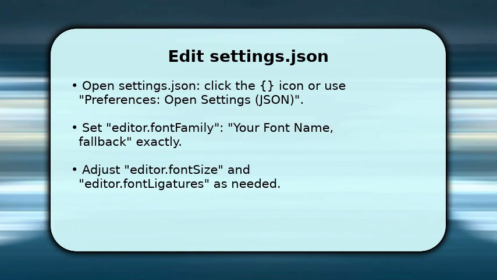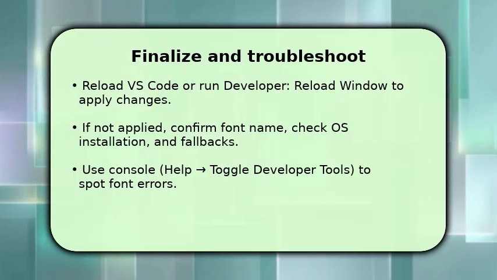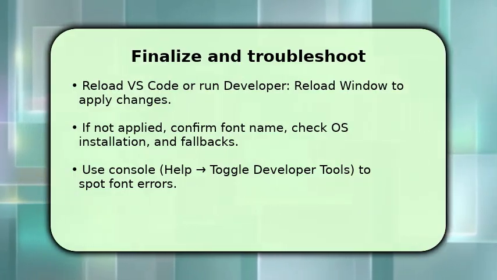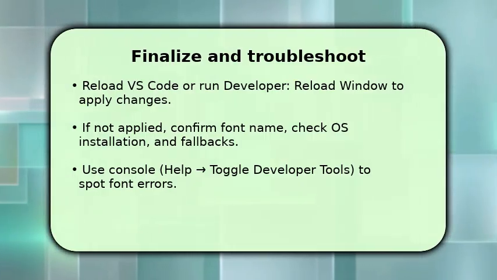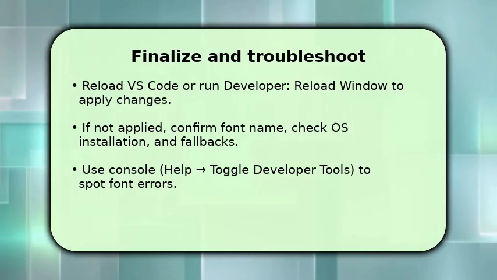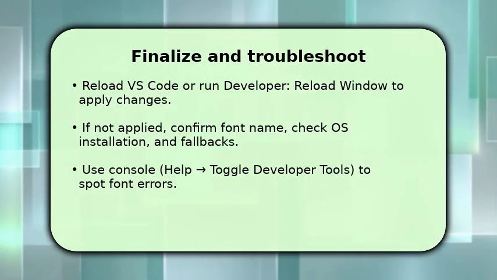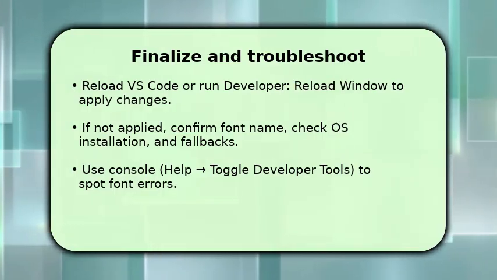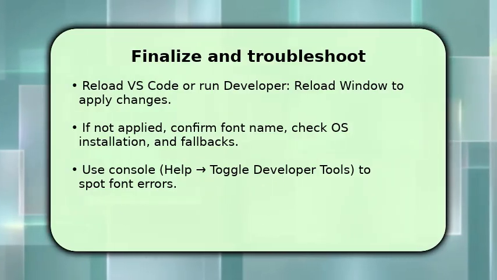To finish, reload VS Code or run Developer: Reload Window so the editor picks up the new font settings. If you don't see the change, make sure the font name matches the system installation exactly and that the font is enabled on your OS. Also verify your fallback list. If issues persist, open Help, Toggle Developer Tools, and look for font loading errors in the console.